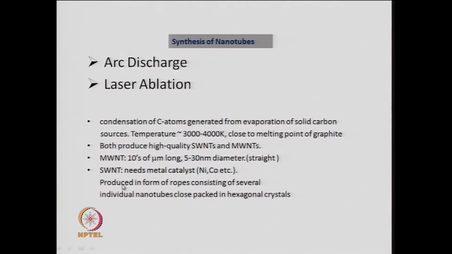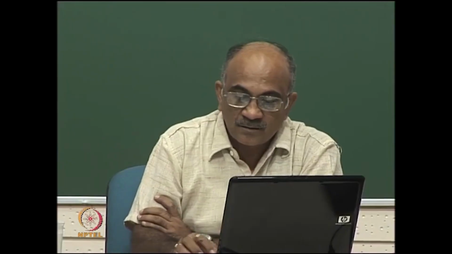So, the single walled nanotubes normally need a metal catalyst and are produced in the form of ropes, where there are several single walled nanotubes bunched together and weakly packed through van der Waals forces. They form a rope like structure, and they are also very curvilinear, whereas the multi walled nanotubes are normally very straight.